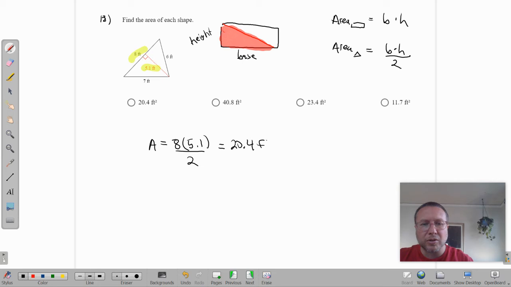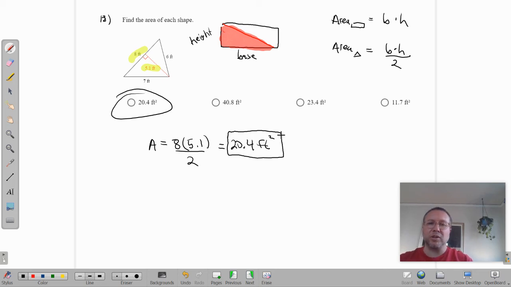And area is always written as units squared, because by definition, area is how many squares you can fit into a shape. And so we're always saying units squared. And so that would be your answer right there. Pause or move on.